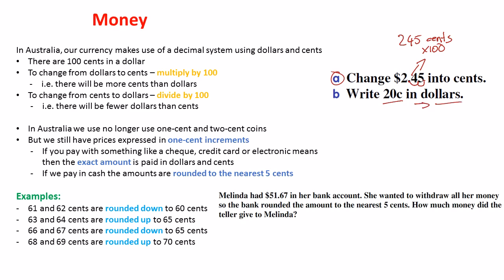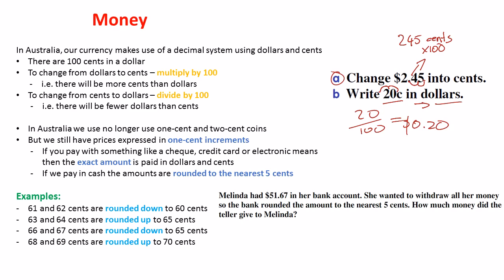So the cents is always going to be bigger than the dollars. So I'm going to go 20 divided by 100. What that means is my decimal place moves back like this. So it becomes $0.20.